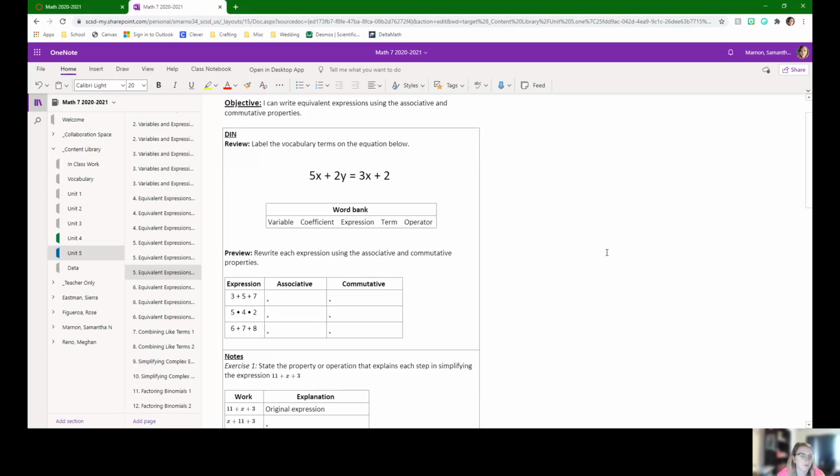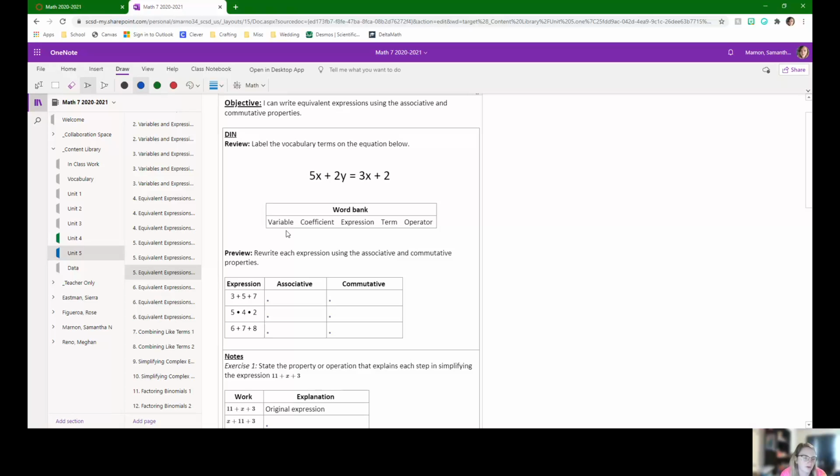For our review question on our DIN, label the vocabulary terms on the equation below. You have a word bank, so you need to use the words variable, coefficient, expression, term, and operator. Why don't you pause the video and see if you can label one of each of these words. Okay, so hopefully you were able to label them. There are a couple correct answers.